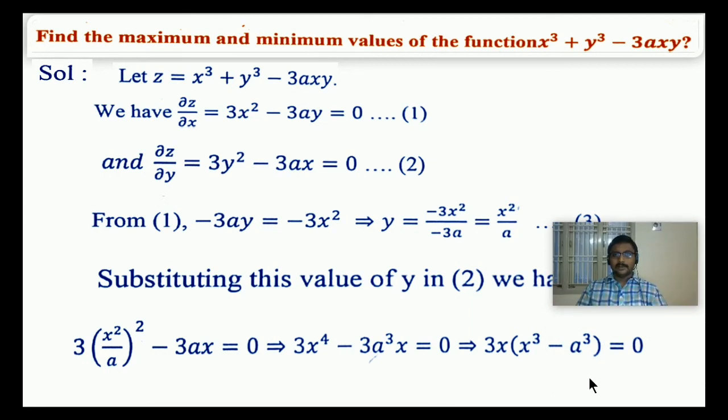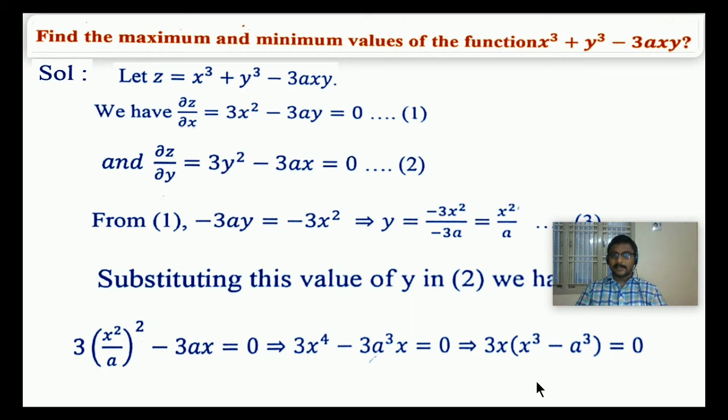3 cannot be 0, so either x is 0 or x cube minus a cube is 0. So we have x is 0 as one of the x values, and x cube minus a cube is 0. It looks like a cube minus b cube, which can be written as (a minus b) into (a square plus ab plus b square). That is, x cube minus a cube can be written as (x minus a) into (x square plus ax plus a square) equal to 0. x minus a is equated to 0, we will have x is a.